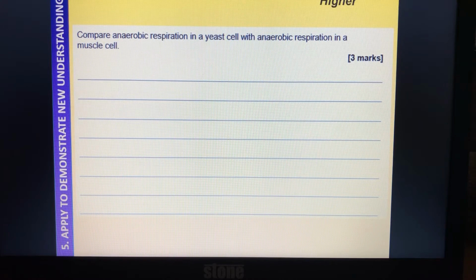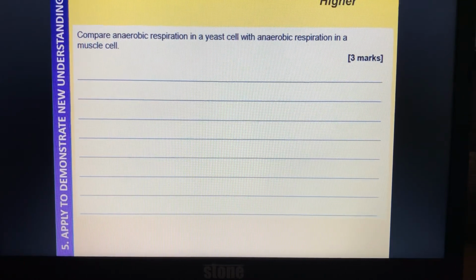Compare anaerobic respiration in yeast. Now, we looked at that just before, my group looked at it just before we left for distance learning. I think Sir's group haven't looked at that one yet, but you will come back to it at the end of the topic. So basically, yeast go through anaerobic respiration.